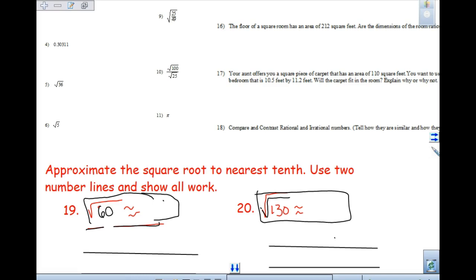So turn to the A6. And you see where number 18 is? Okay? About halfway down, so you have room to write a comparison. Tell me how they're similar and different. Right. Approximate the square root to the nearest 10. Use 2 number lines, show all work. There are 3 like this on your quiz Friday. There are 3 like these on your quiz.